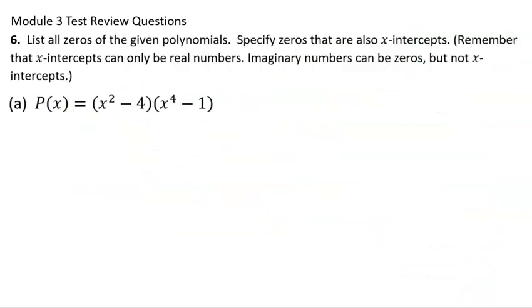All right. Problem 6a. We're supposed to list all the zeros of the given polynomials, and we are given a polynomial. Specify zeros that are also x-intercepts. And in a reminder, it says, remember that x-intercepts can only be real numbers. Imaginary numbers can be zeros, but not x-intercepts. So we're going to find zeros by factoring, but really, honestly, the first thing you do is you set the whole thing equal to 0. Sometimes I leave out that step like it's just implied, but really that's what you're supposed to be doing.